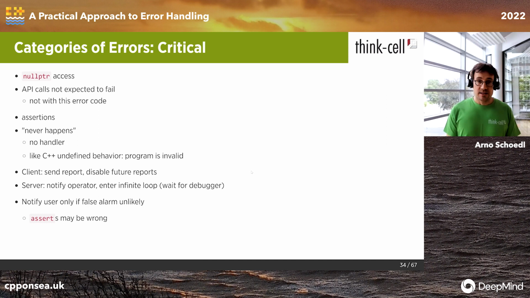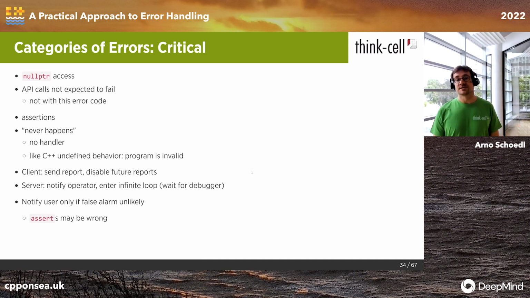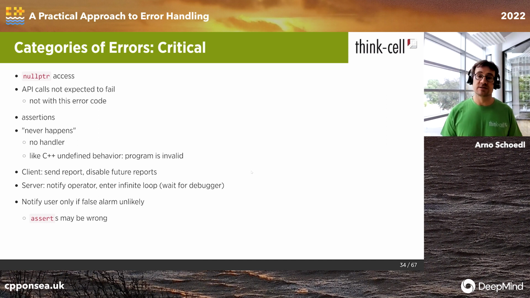Now, should we notify the user about critical errors? The way we do it is we only notify the user if a false alarm is very unlikely. And as I said, assertions may be wrong. So in case of a failed assertion, we actually don't notify the user. We just carry on silently because, again, you don't want to penalize your developers for writing wrong assertions. Otherwise, they will stop writing them altogether.